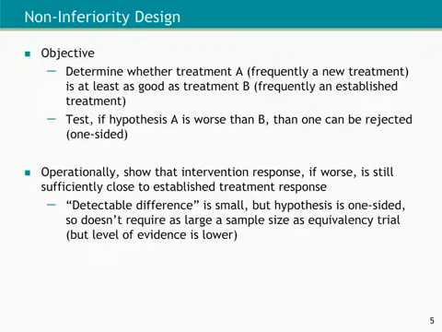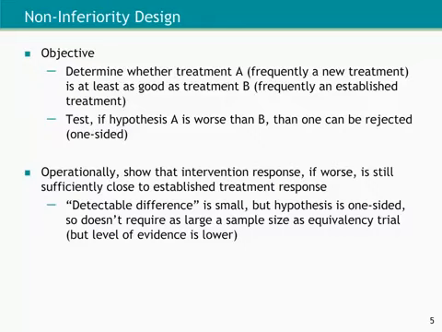The last design that we're going to talk about in this section is the non-inferiority design. This is another example of testing a hypothesis other than superiority. In this case, the objective is to determine whether a new treatment is at least as good as an established treatment. To do this, we test to see if the hypothesis that a new treatment is worse than the established treatment can be rejected. So our null hypothesis is that the new treatment is worse than the established treatment, and to reject this hypothesis, we need evidence to show that the new treatment is at least as good as the established treatment. You'll note that this type of statistical test is, by definition, one-sided.